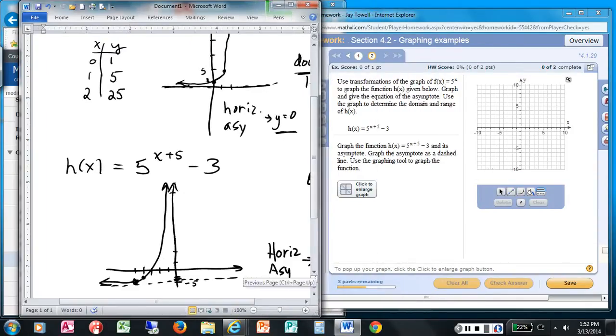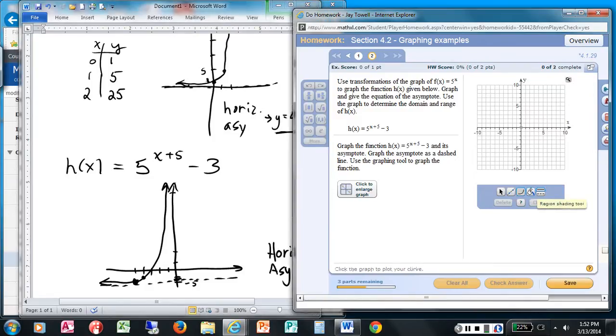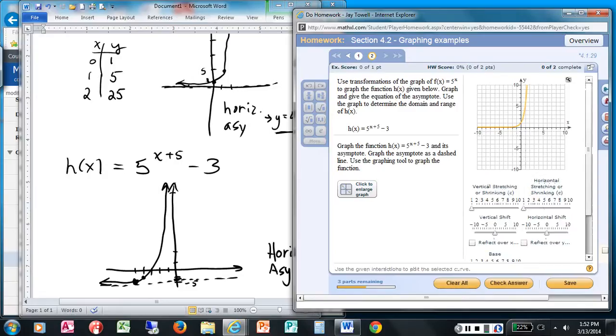And I think we should be able to graph it over here now in our homework problem. All right, so let's see. All right, so of course, what we want to do, we know we got the hockey stick for the exponential, so I'm going to choose that form, and then just click on it, and it'll put one on there for me.